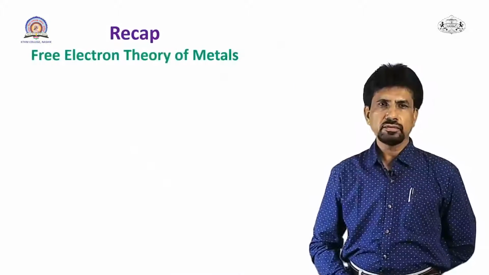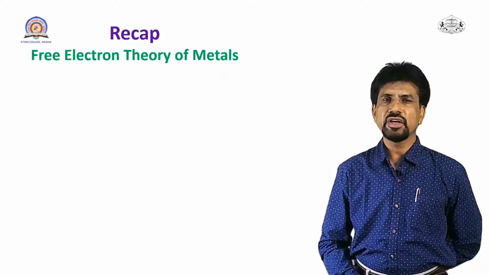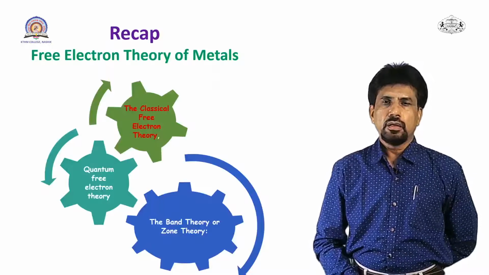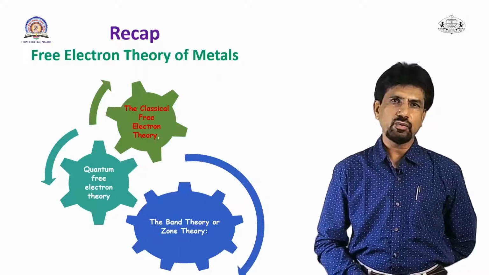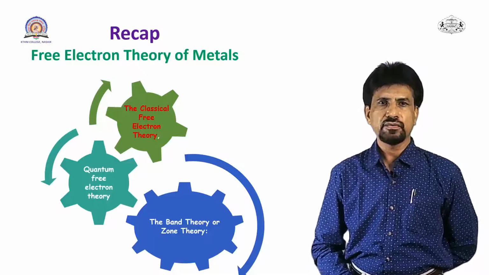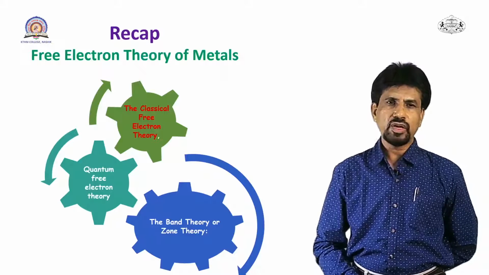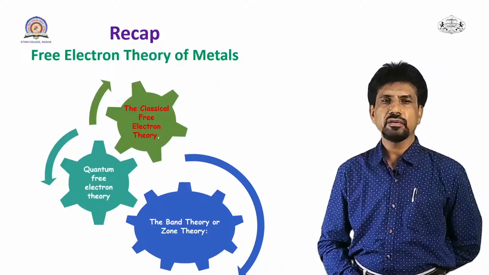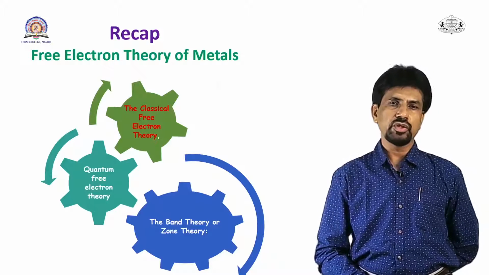Now dear students, in the previous lecture we have seen the free electron theory of metals. We have seen three theories related with the free electrons of metals. The first one was the classical free electron theory, the second one was the quantum free electron theory, and the third one was the band theory or the zone theory.